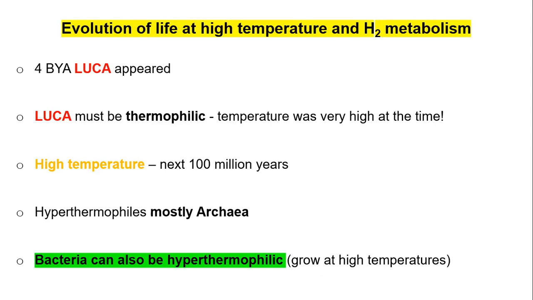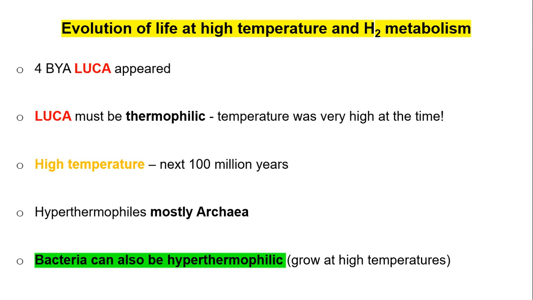So what happened on early Earth when there was a hot temperature and when hydrogen was abundant? We have a brief recap of when the last universal common ancestor appeared. It was 4 billion years ago. Initially Earth arose 4.5 billion years ago, and LUCA appeared 4 billion years ago.